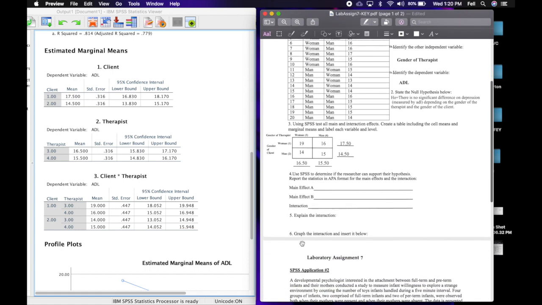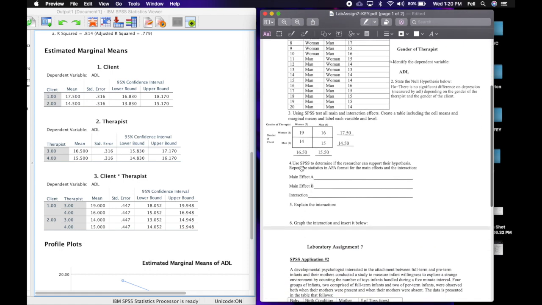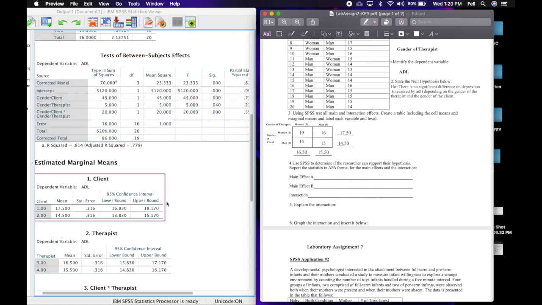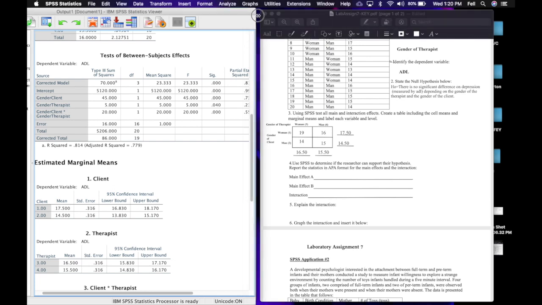And so I'm going to move on to number 4, which says to use SPSS to determine if the researcher can support their hypothesis, and report the statistics in APA format for the main effects and the interaction. So for that, we're going to come back up here to our summary table, and it's a lot, so we're going to have to make it bigger.